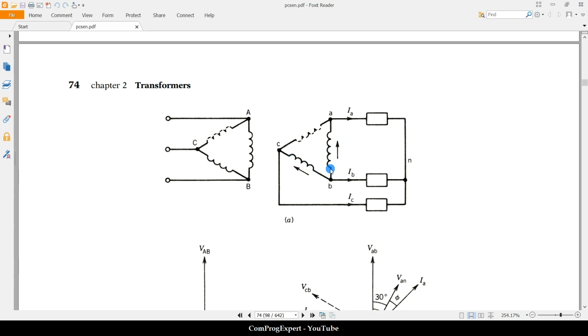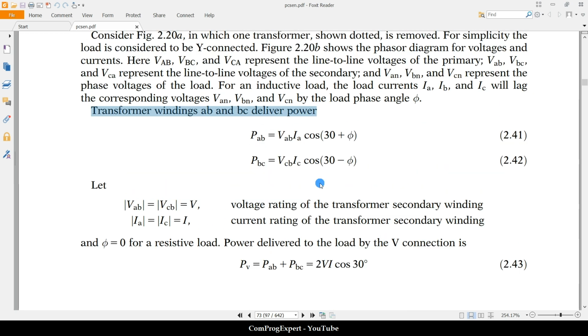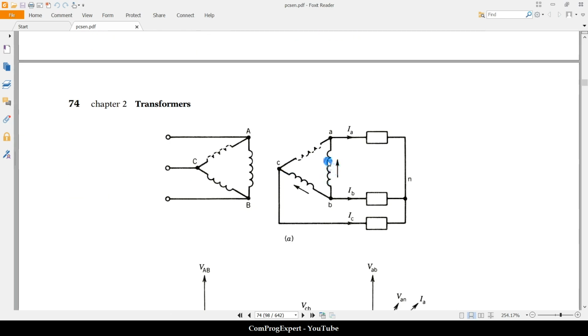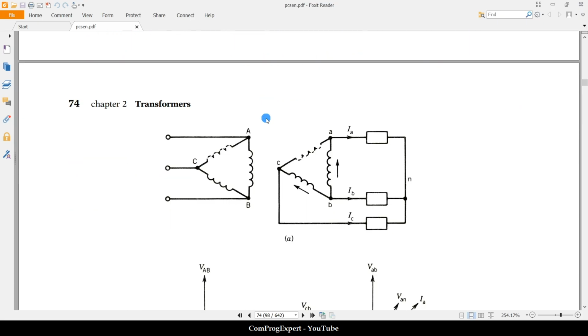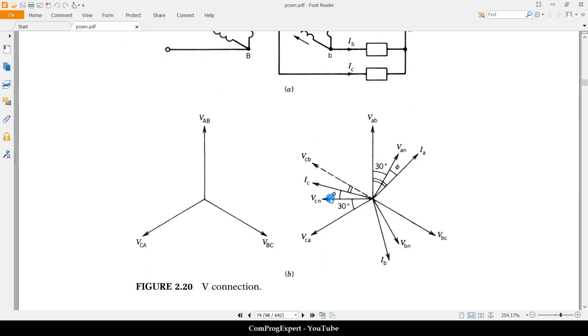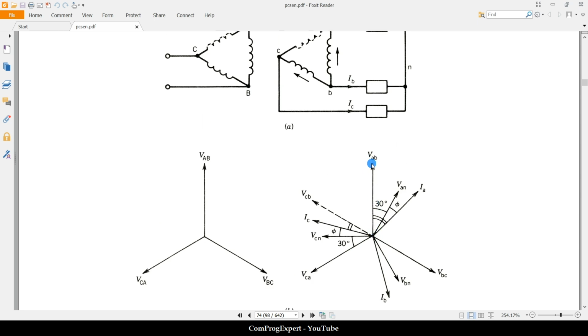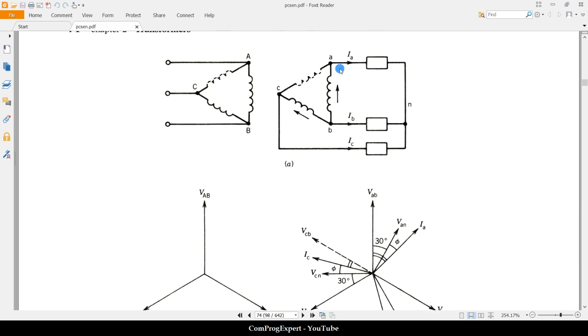We can have current in this secondary side and in this secondary side. So we can write the value of the power delivered by the AB part, this coil, is equal to this one, VAB times IA times cosine of 30 plus phi. And this is the value of the power delivered by the BC coil. Consider that this is VAB, okay, and this is IA.